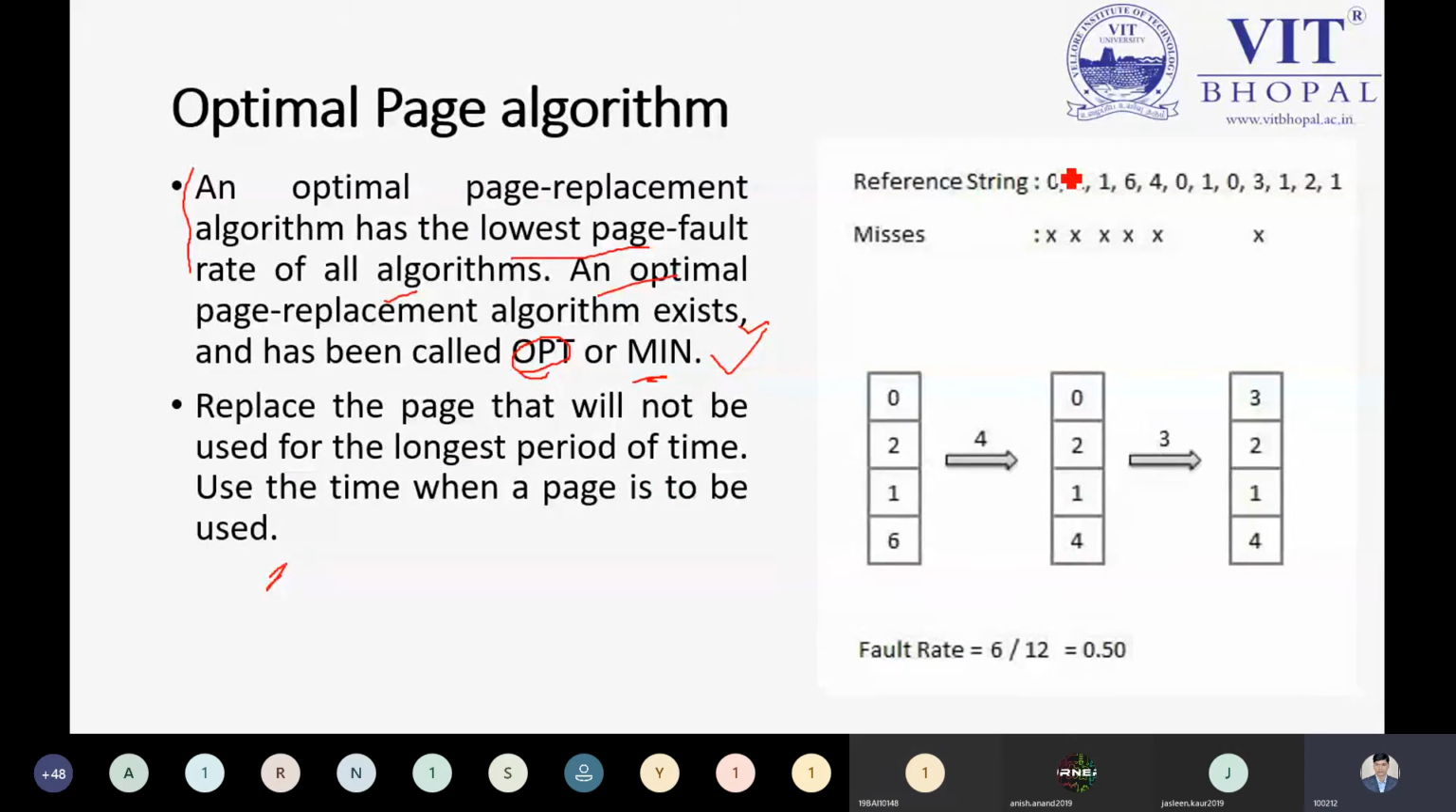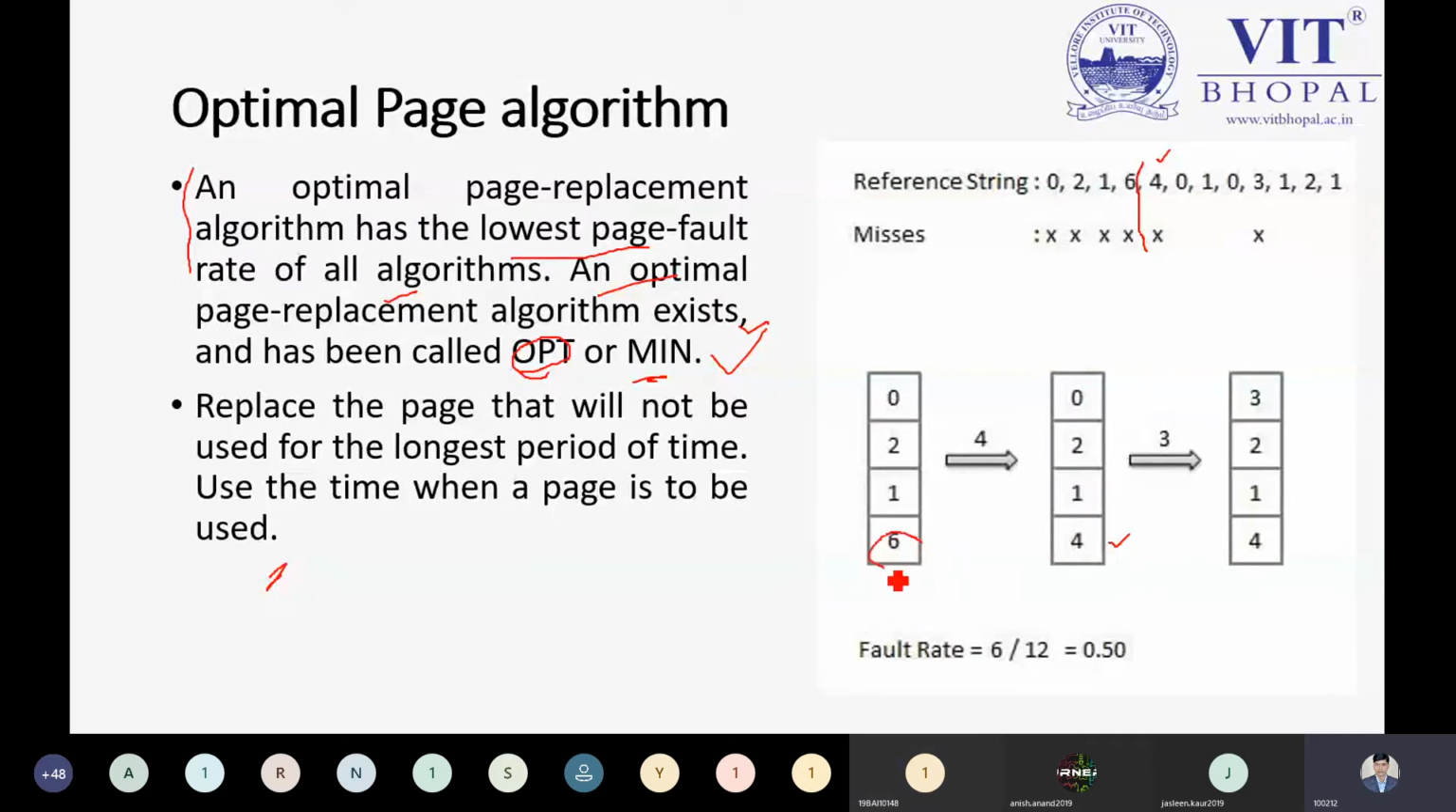So what is the reference string we have? That is 0 1 2 6. At this level there's no problem, and now 4 is coming. So 4 is coming, no problem. It is just showing the reverse part of the recently used.